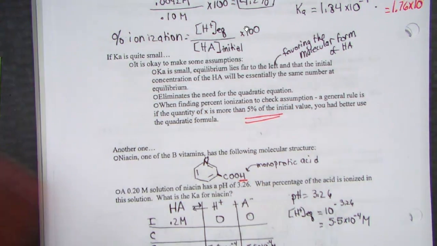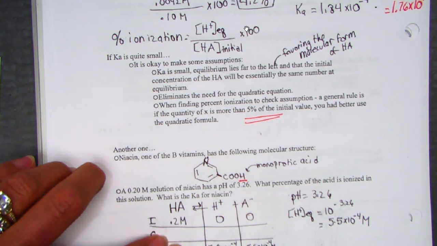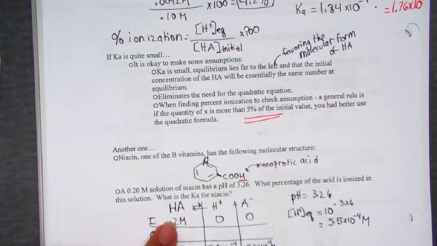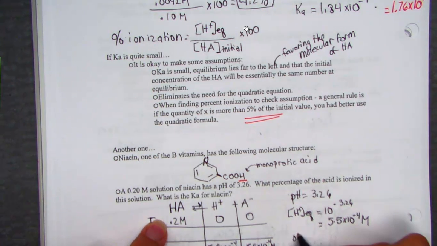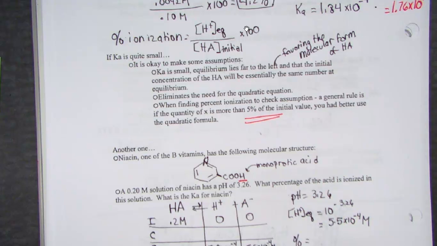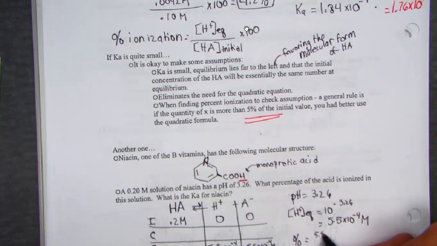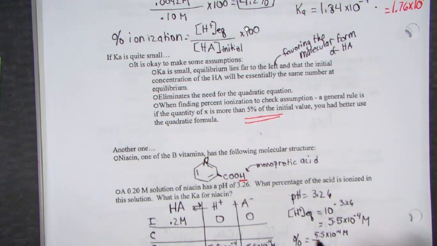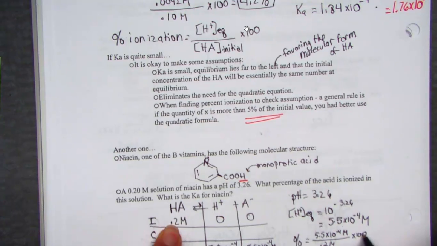Before we decide whether we have to complete the ICE chart, let's check the 5% rule and decide: is it worth finishing out the ICE chart, or can we go straight with what we have to calculate the Ka? So let's check the percent ionization. Are we going to fall under the 5% rule? The value we found, 5.5 times 10 to the -4th molar, set over the initial concentration of 0.2 molar, expressed as a percent.